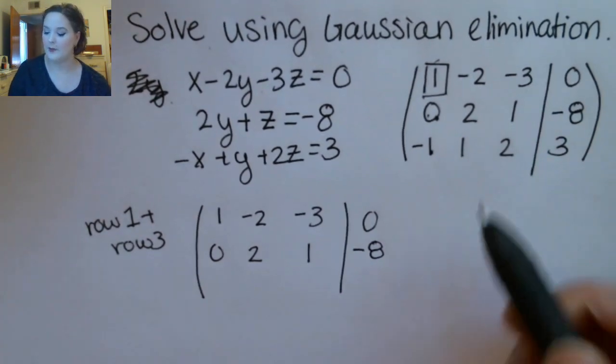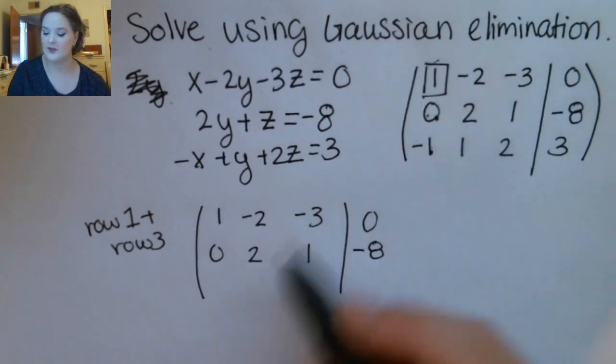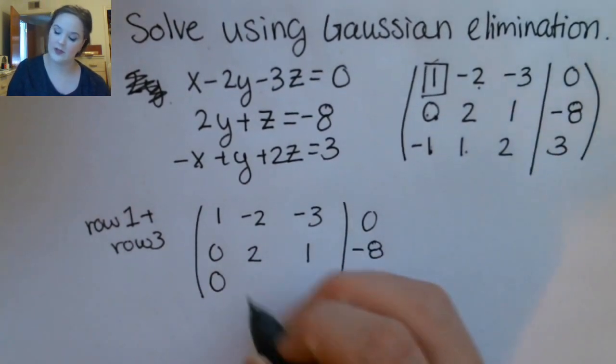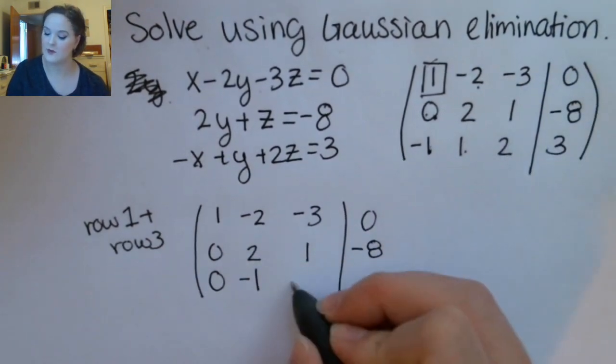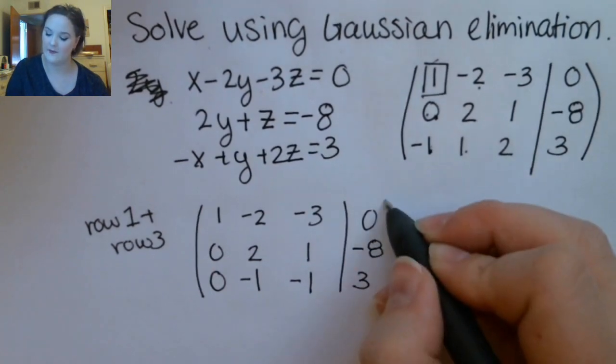Okay, and I'm going to take my first row and add it here. So 1 plus -1 is 0. -2 plus 1 is -1. -3 plus 2 is -1. 0 plus 3 is 3.